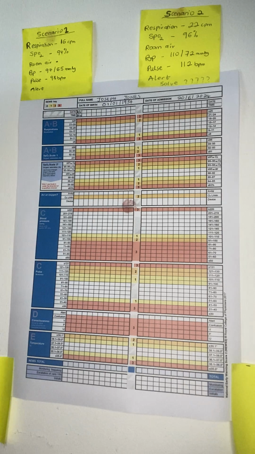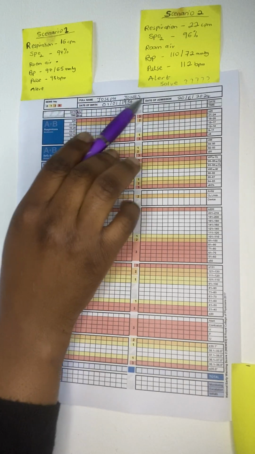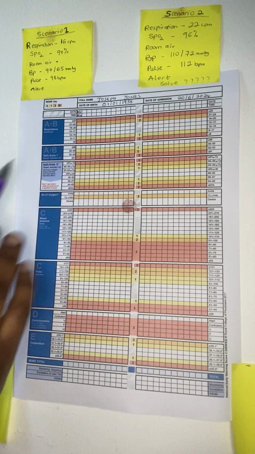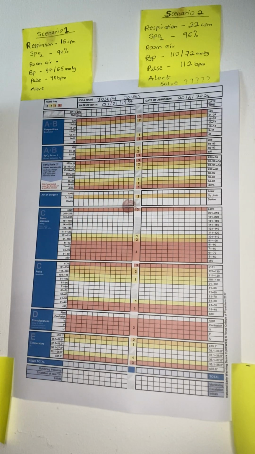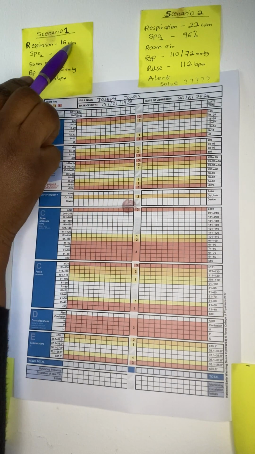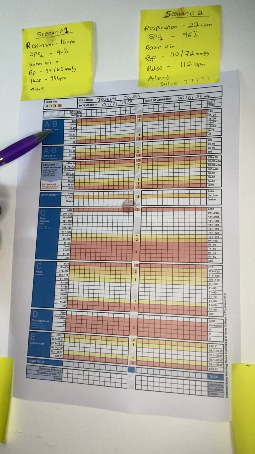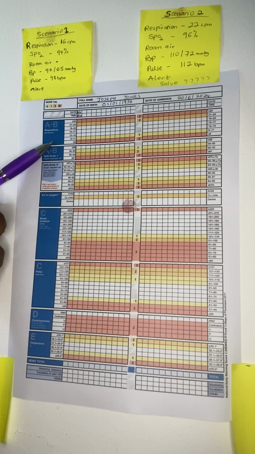Okay, good. You have done this side, so you are okay with that. Now you are ready to input your values. Today we are just focusing on scenario 1. So the patient's respiration is what? 16 cycles per minute. All right, so 16 cycles per minute. Have a look. This area is your respiration.